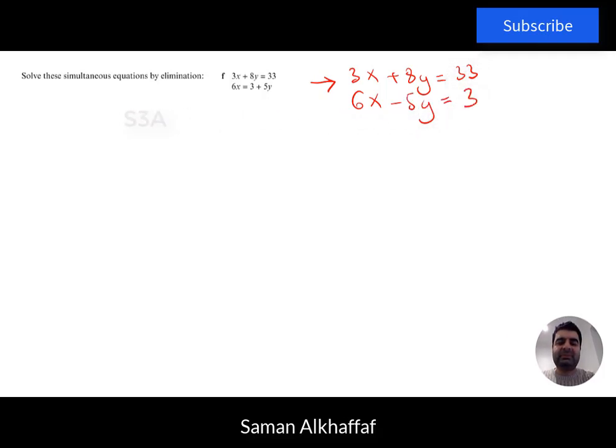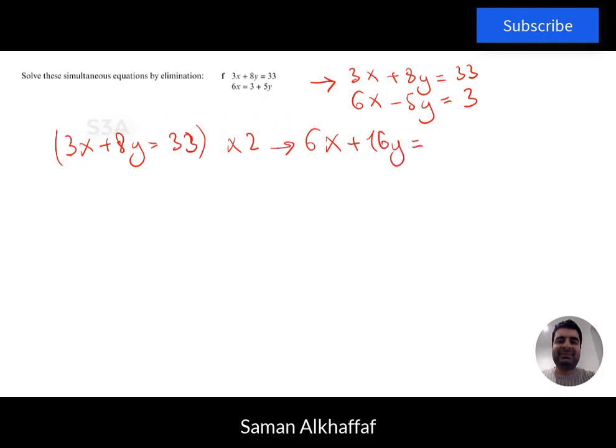So now what we can see here is that it would be preferable to work with the first equation. If we multiply it by 2, that will give us 6x, and then potentially the 6x will disappear. So let's look at that. If we have the first equation changed, so 3x plus 8y equals 33 multiplied by 2, that would give us 6x plus 16y equal 66. So this is the new equation 1.